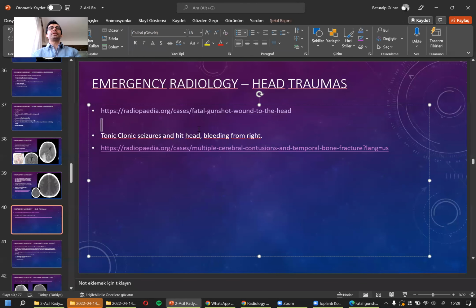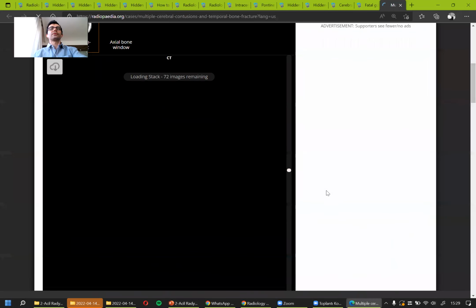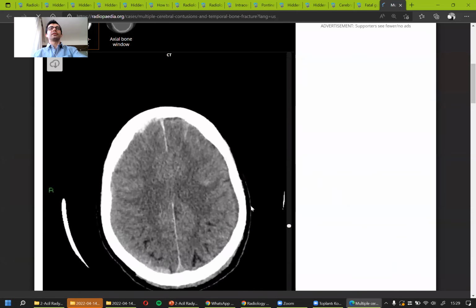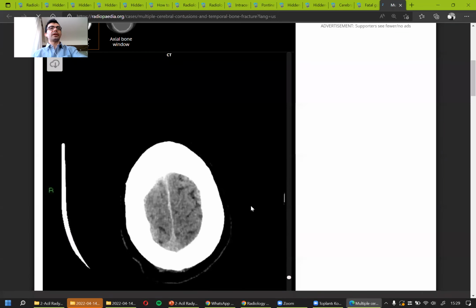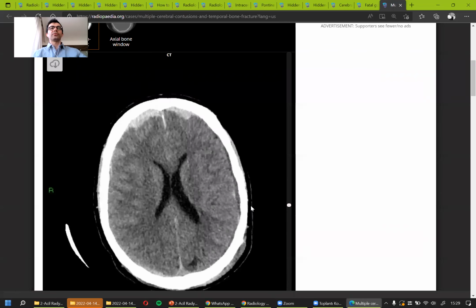So we are seeing another patient with tonic-clonic seizures, who fell down, hit the head, and is bleeding from the right ear. Okay. All right. So I'm starting to move the slides, and I'm open to your pre-diagnosis, all of your pre-diagnoses. Please contribute.